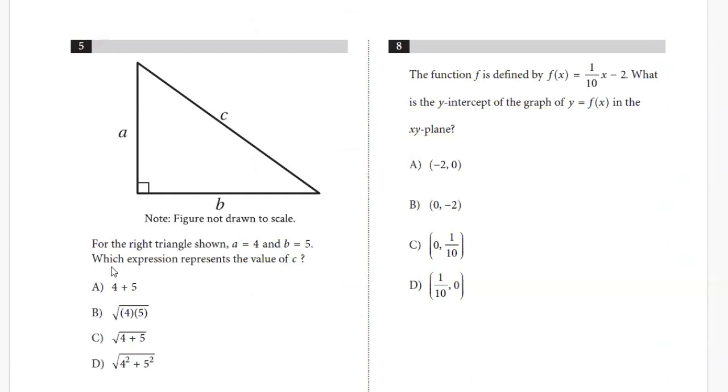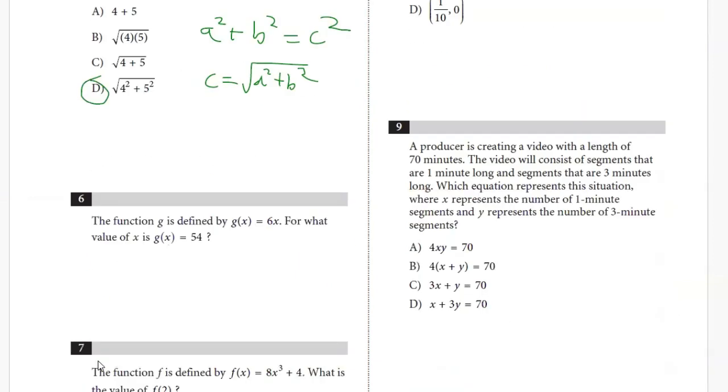Question number 5. For the right triangle shown, A equals 4, B equals 5. Which expression represents the value of C? Okay, Pythagorean theorem here. A squared plus B squared is C squared. So C is equal to the square root of this. So D is the correct answer choice.